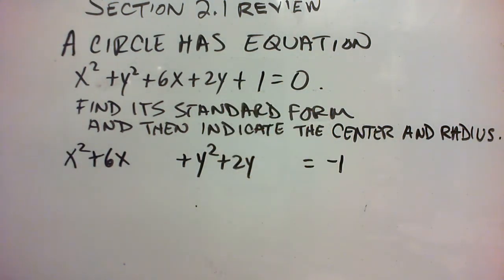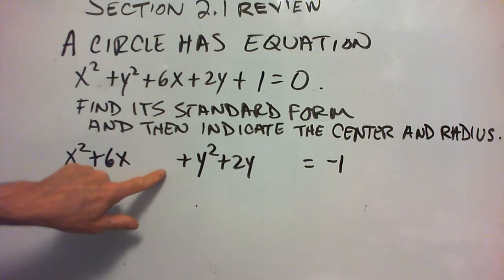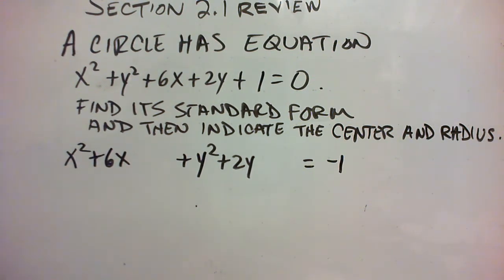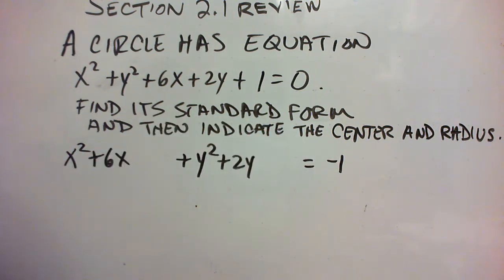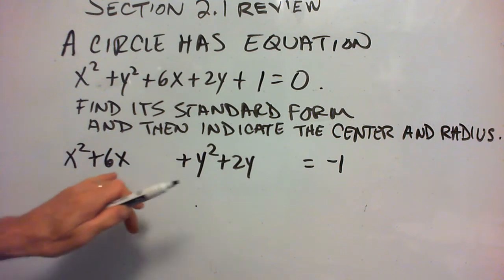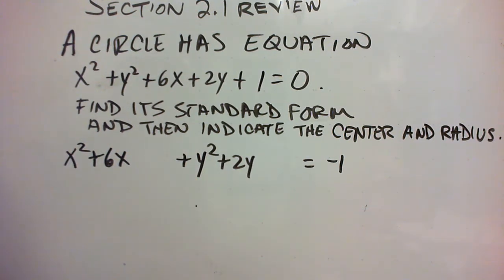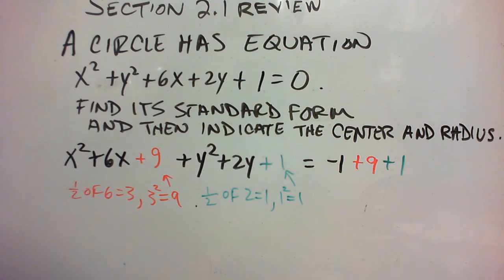Okay, now, if only these two groups were perfect squares, we would then have (x plus something) quantity squared, (y plus or minus something) quantity squared, and then we could rewrite this. So we have to complete the square on both the x and the y group. So we use that completing the square procedure we learned back in section 1.3. Half of the coefficient on x, half of 6, is 3. 3 squared is 9. We add 9 to the x group.